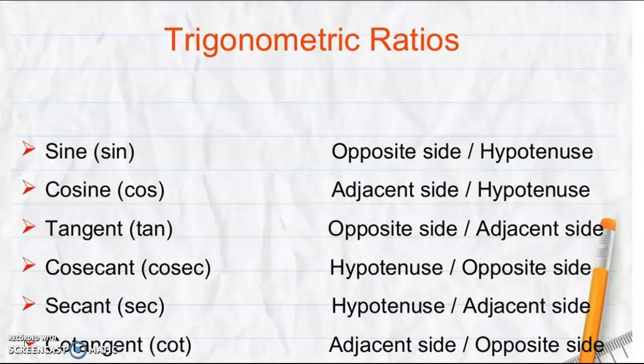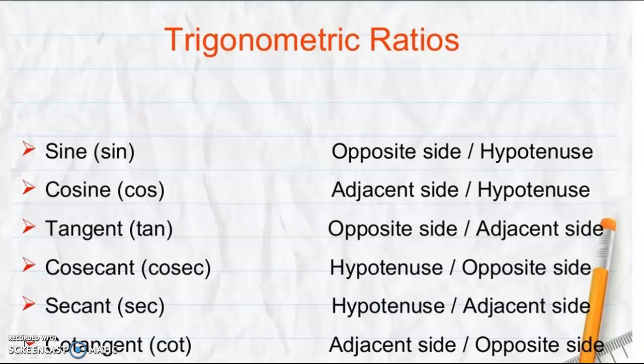Now these are the trigonometric ratios. In trigonometry we have 6 trigonometric ratios. One is sine. The formula of sine theta is opposite side upon hypotenuse, and in general language we call it perpendicular upon hypotenuse. Next is cosine theta, that is adjacent side upon hypotenuse, also called base upon hypotenuse. Next is tangent theta, that is opposite side upon adjacent side, so the formula will be perpendicular upon base.